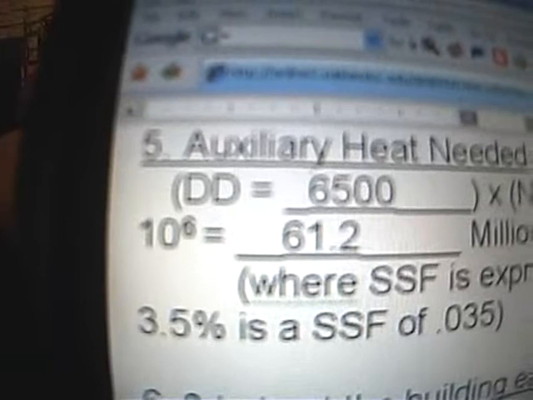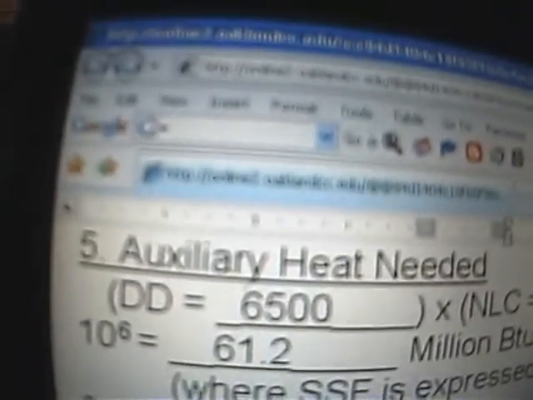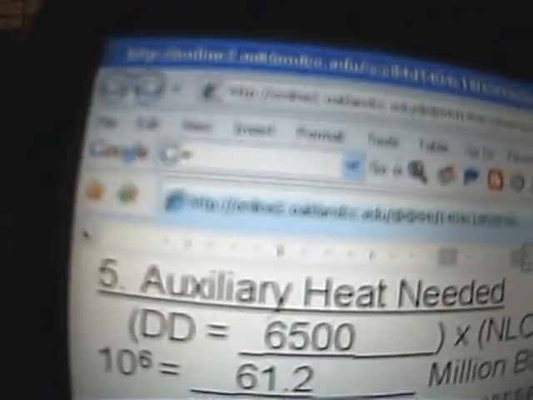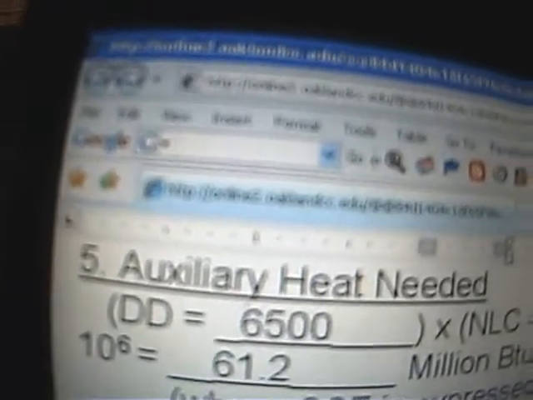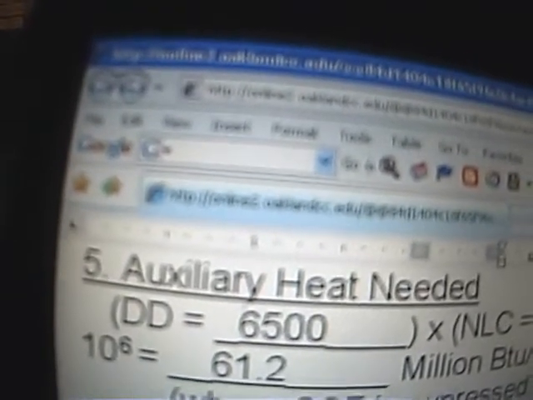Now that we know what the solar savings fraction is, and we've changed it from a percentage, 3.5%, to a number by moving the decimal place to the left. See that right there? From 3.5%, move the decimal place twice to the left, and it's 0.035. Now we're going to use it in this auxiliary heat calculation. That's number 5 on your handout sheet on solar savings fraction, which is under week 5.